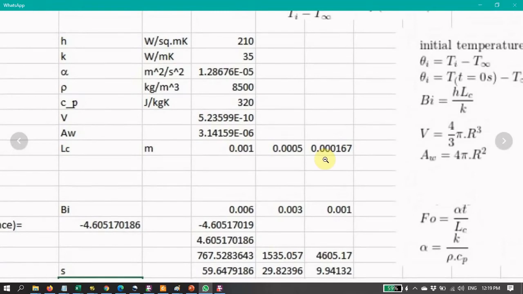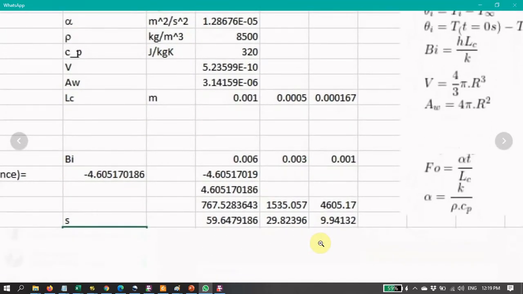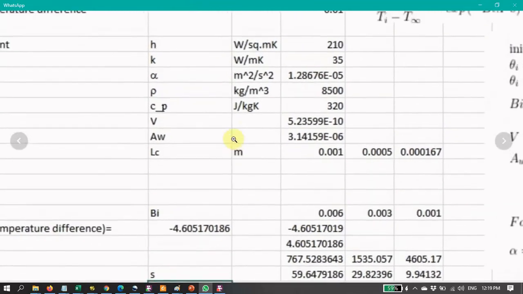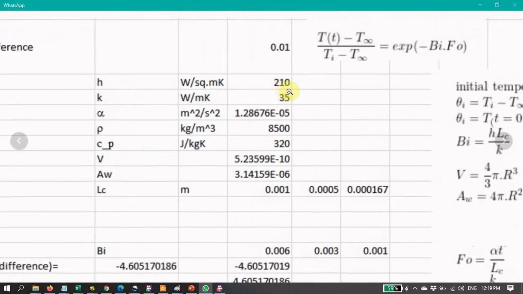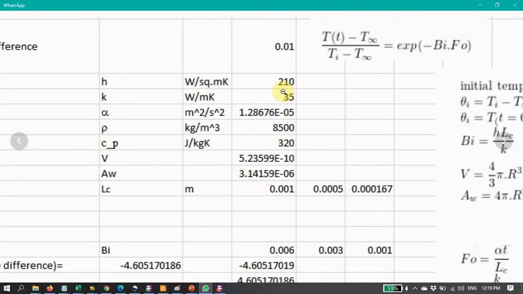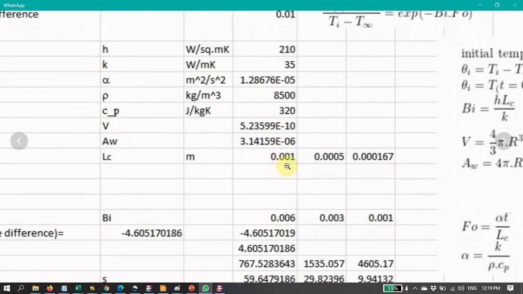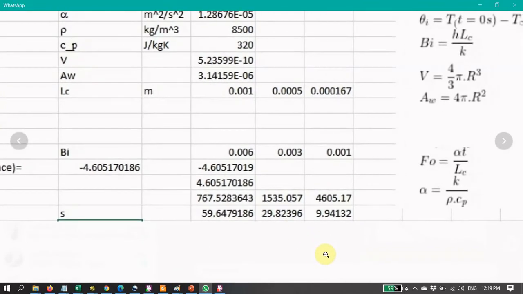Why is there a change? Because in this problem we made many engineering assumptions, and one of them is that the heat transfer coefficient does not vary with time. So there are many possibilities, many factors that cause changes. The value does not match the experimental data.